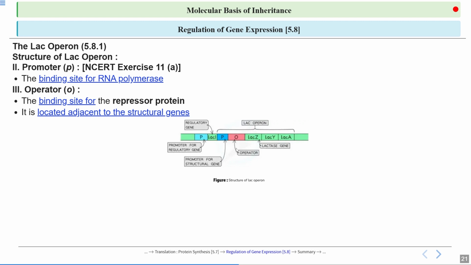Then there is this operator which we have studied. It is a DNA sequence, and this is the place where the repressor protein will come and bind. And it is located adjacent to what? Adjacent to the structural genes, the genes which are going to encode for the proteins.